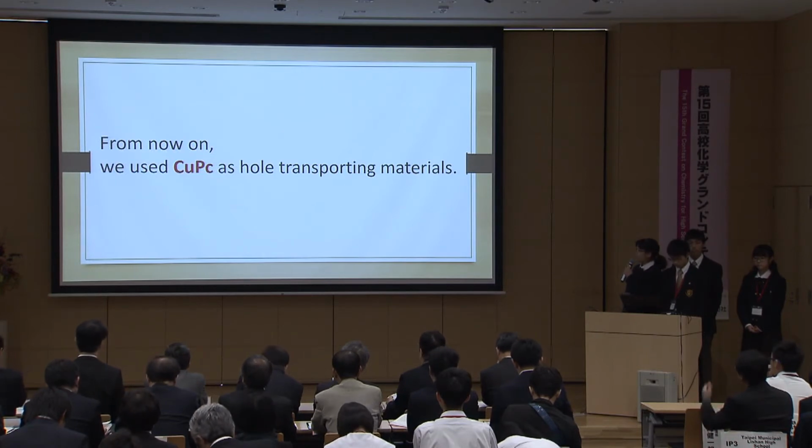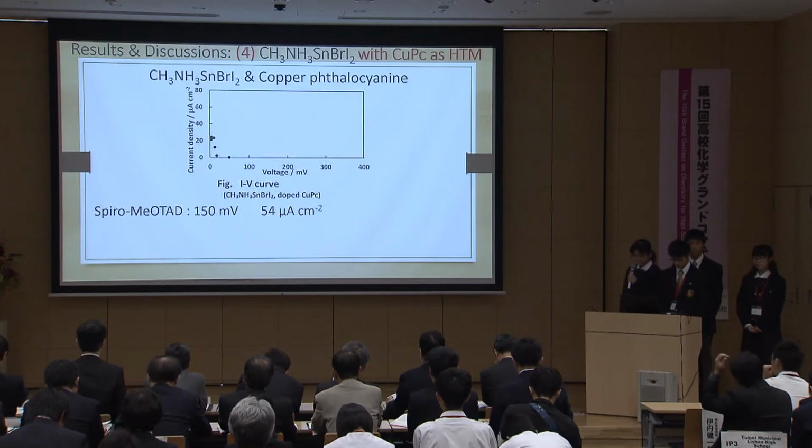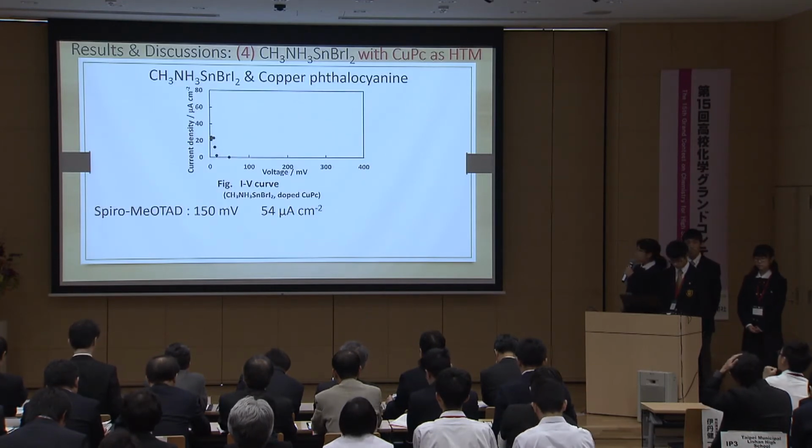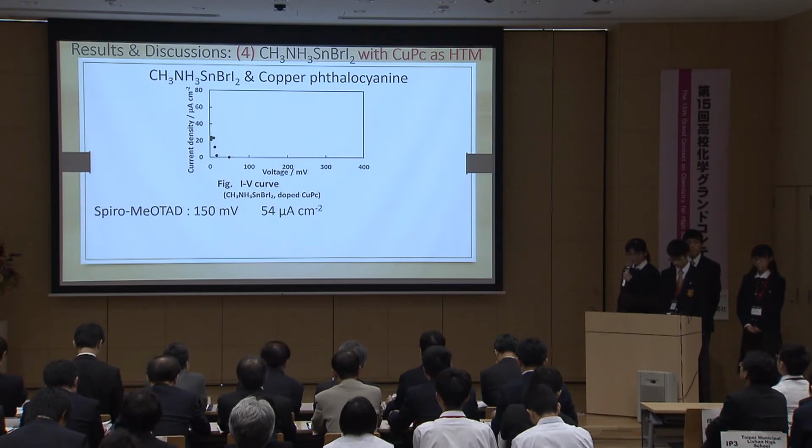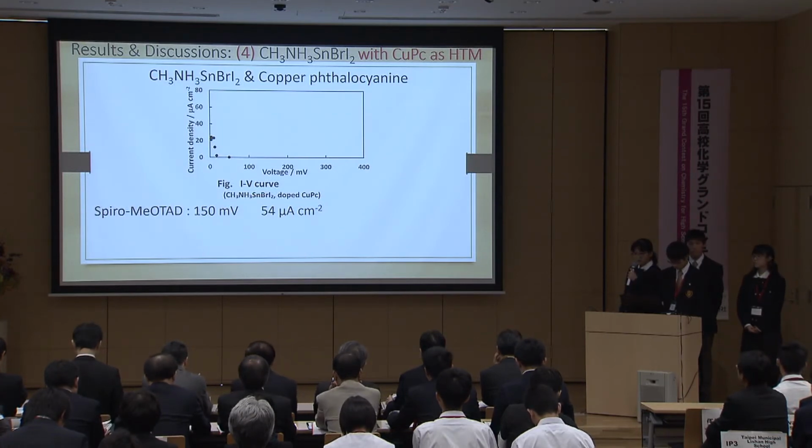From now on, we use copper cyanide as hole transporting material. First, we succeed in making the device with SnBLI2 and spiro-MeOTAD. Its open circuit voltage is 150 millivolts, and short circuit current is 54 microampere per square centimeter.